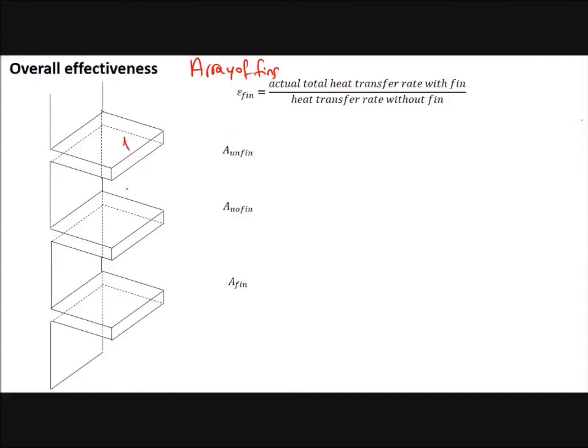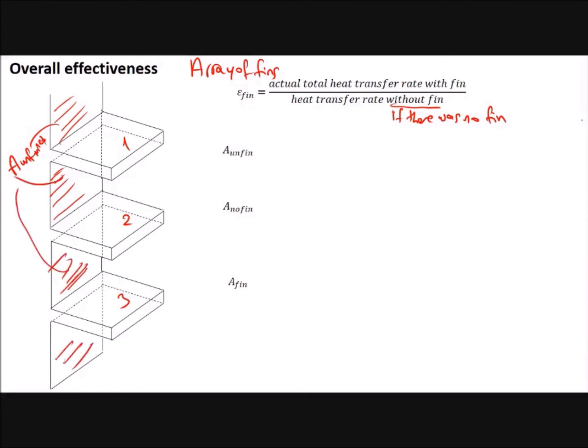So how many fins do we have? 1, 2, 3 fins. We add them, and you also have unfinned parts. We will talk about this one. And divide by the heat transfer without the fin, which means if there was no fin. Firstly, the unfinned area. The unfinned area is these areas. You see these areas? There are no fins. These are all unfinned areas. So you have heat transfer from the unfinned parts.